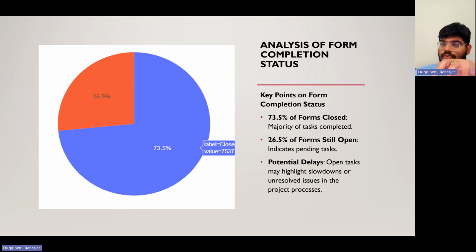Coming to the analysis of form completion status, 73.5% of forms are closed, so the majority of tasks are completed, while 26.5% of forms are still open, which indicates pending tasks. The potential open tasks may highlight a slowdown of the project and unresolved issues in the project process.